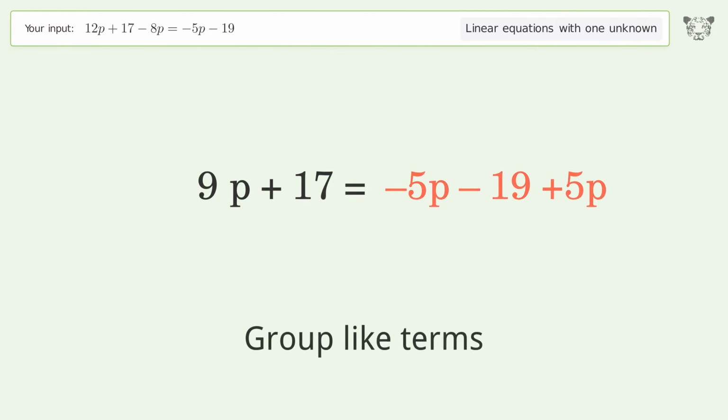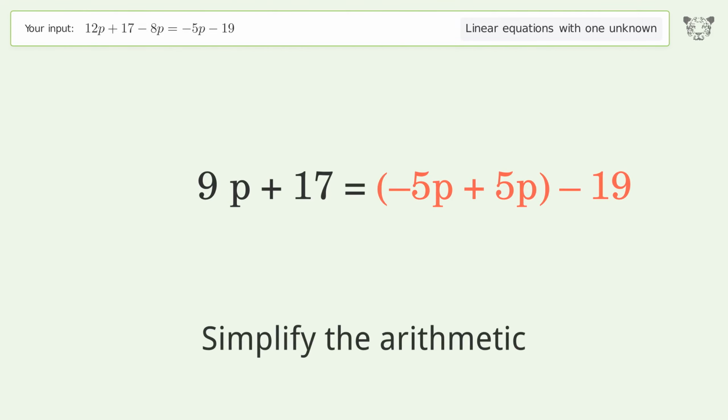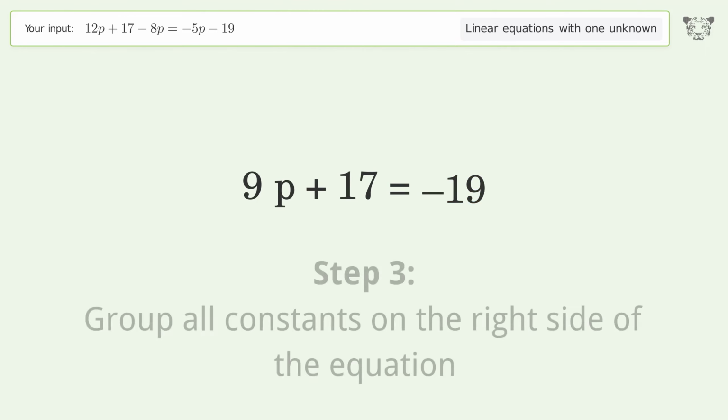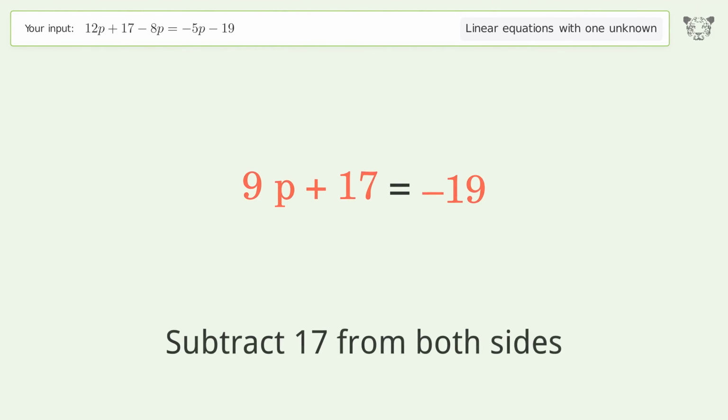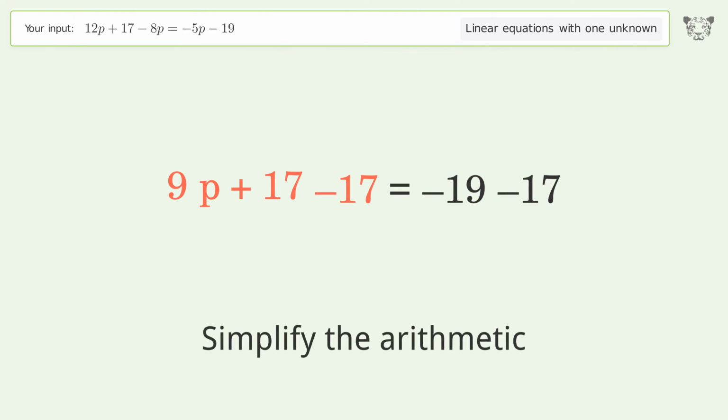Group like terms. Simplify the arithmetic. Group all constants on the right side of the equation. Subtract 17 from both sides. Simplify the arithmetic.